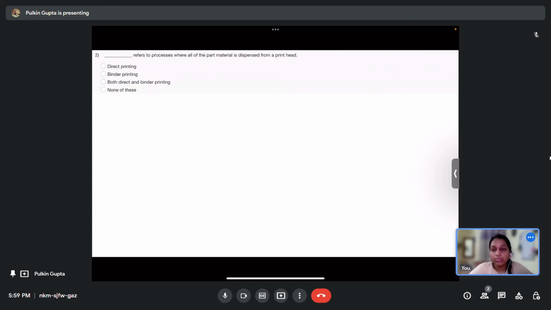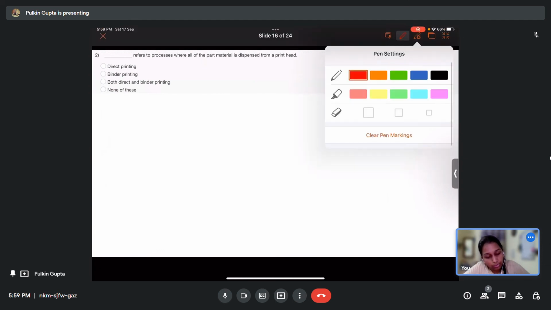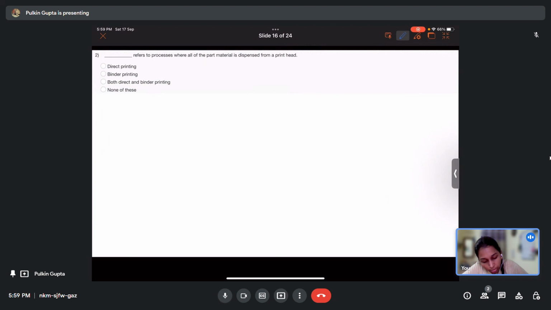Now, question 2. Dash refers to a process where all of the part material is dispensed from a print head. Direct printing, binder printing, both direct and binder printing, or none of these. In the very first slide we had studied about this. All of the part material is dispensed from the print head, so we have direct printing, where the part is printed directly from the material that is dispensed from the printhead.